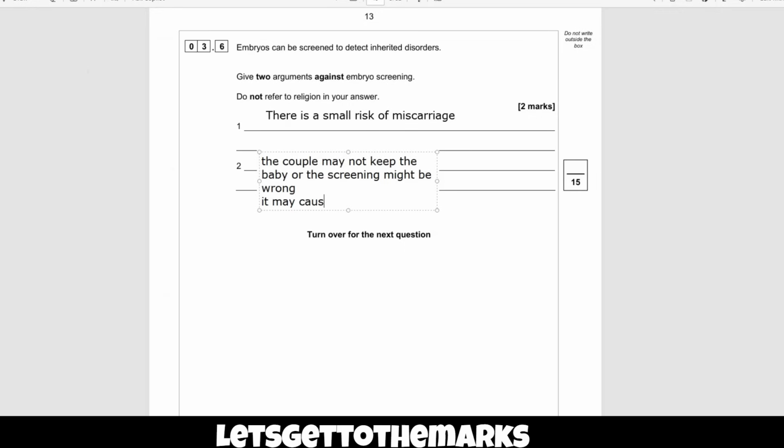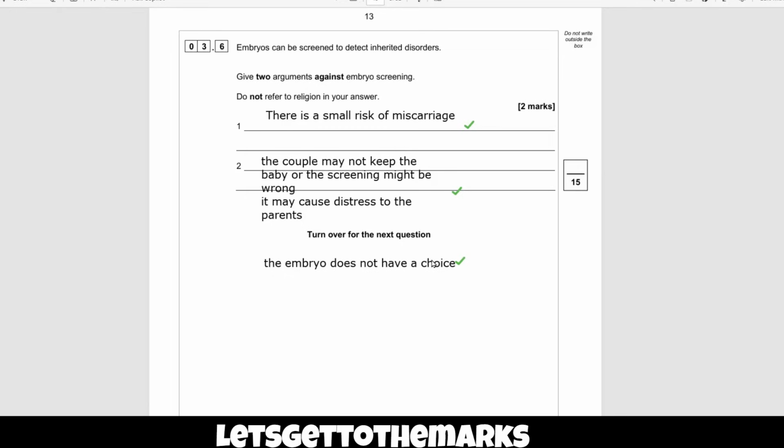It may cause distress to the parents. So there might be all sorts of things, like imagine if it's actually wrong and you have an abortion. And then of course there is a moral argument, although there is a moral argument, the embryo does not have a choice. But some people would say that's dumb because it doesn't have a neural network, i.e. a brain, so it can't think.